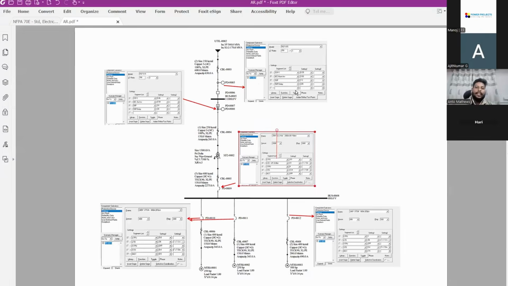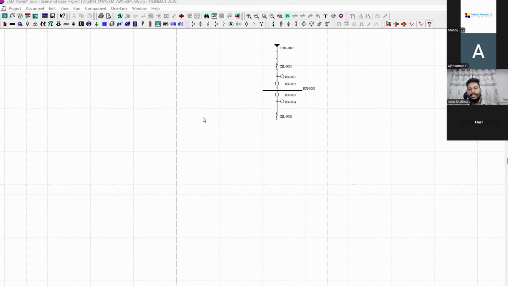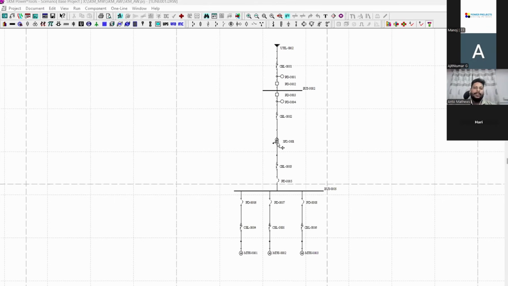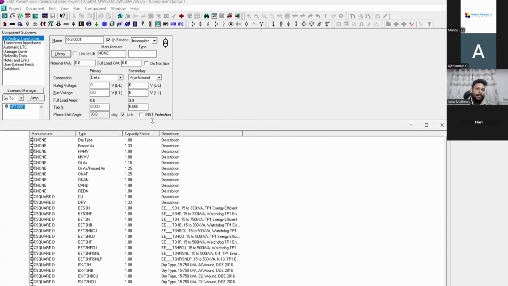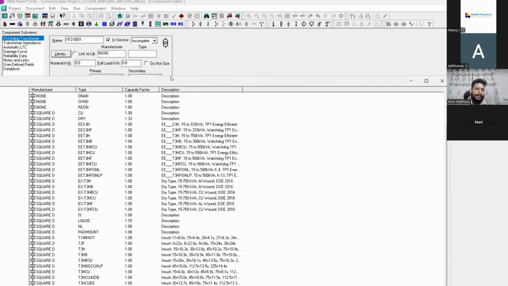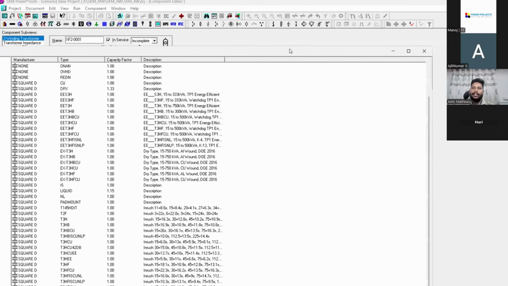Now we are partially done with the component data also. The data we are missing is in the LV part and the transformer. For the transformer, I will right click on this. In the transformer also, there is a library available. If your transformer fits, or you have a library for your transformer from the OEM, you can use it.